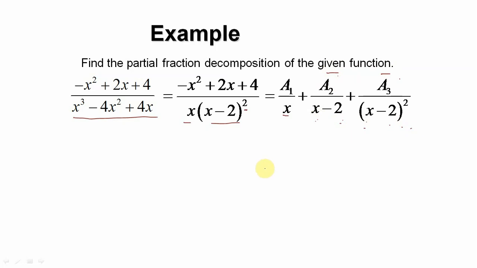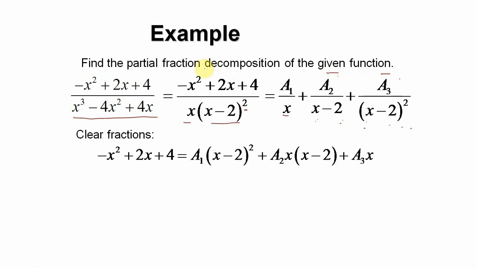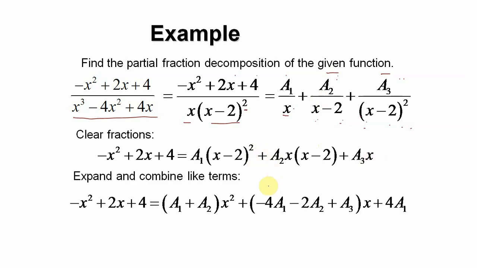Now proceeding in exactly the same manner, I'll clear the fractions by multiplying both sides by the denominator. I'll get minus x square plus 2x plus 4 is equal to a1 into x minus 2 whole square plus a2 x into x minus 2 and a3 x. Now solve them and combine like terms. I'll get a1 plus a2 x square, and these are the terms which contain x, and this is the term which does not contain x.